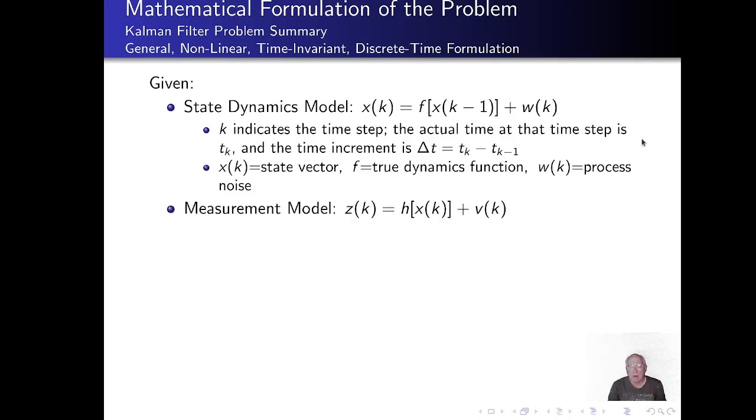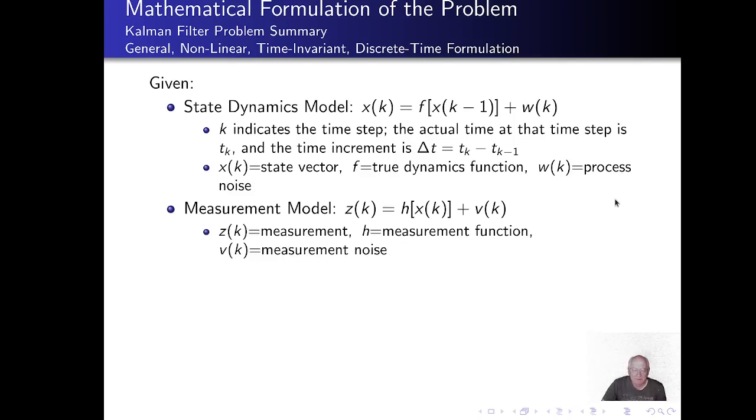So the measurement model is also a vector process. We have z, which represents the measurement itself at time k. And then a general function, which could be a nonlinear function, h, of the state, plus some measurement noise, v, which is due solely to processes within the sensors. So z is the measurement, h is a measurement function, and v is the measurement noise.